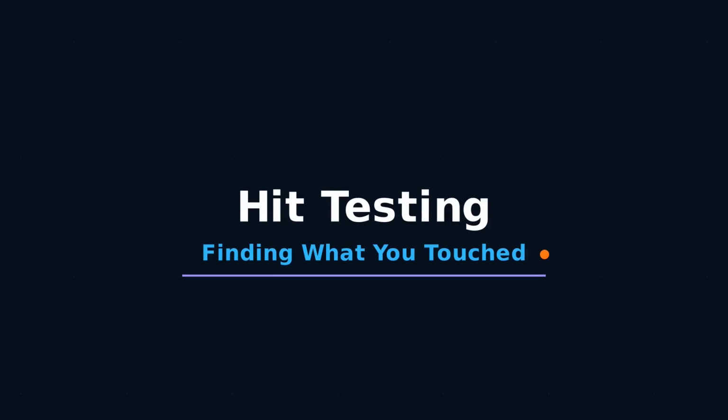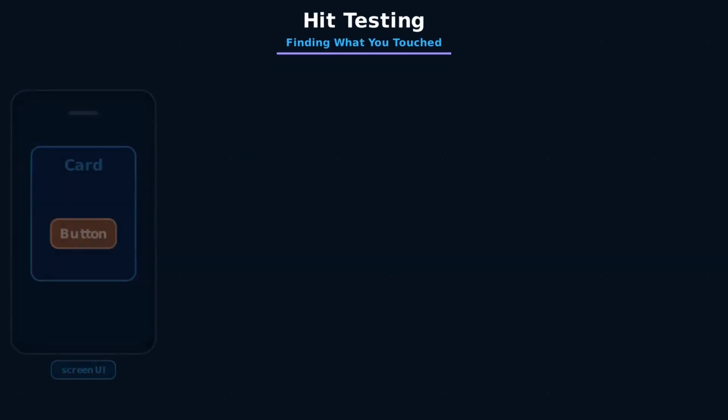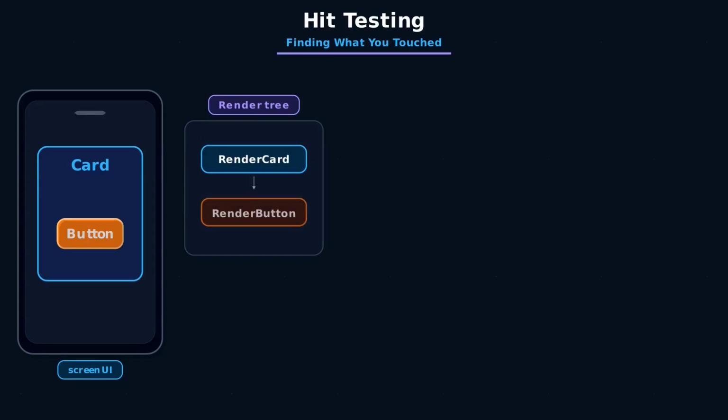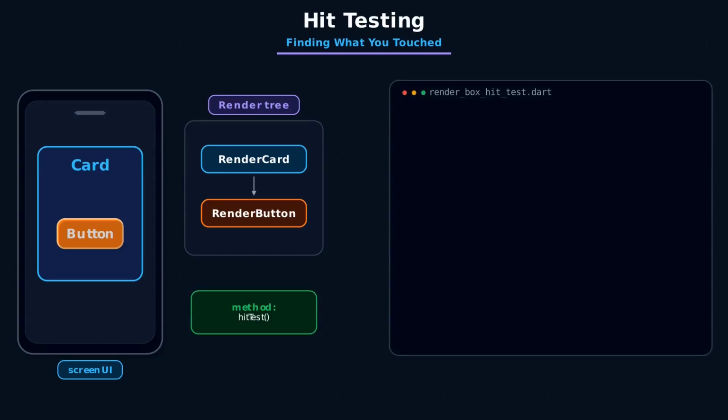The third responsibility is hit testing. When you tap on the screen, Flutter doesn't magically know which widget you touched. It has to figure it out by walking down the render tree and asking each render object, did the tap land inside you? This is done through the hitTest method. For RenderBox, the method looks like this.